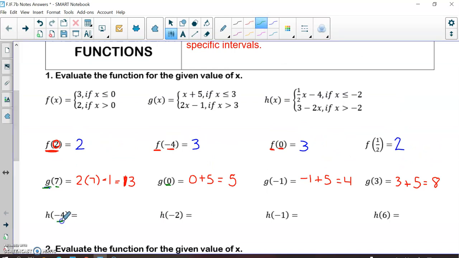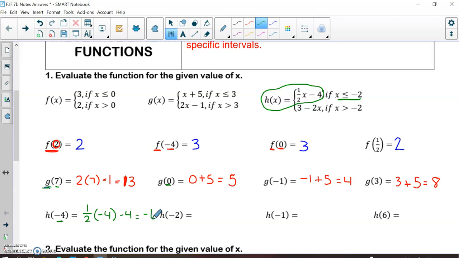h of -4. And -4 is less than or equal to -2. So that means I'm going to use my top equation, which is y is equal to 1/2 x minus 4. So I'm going to put -4 in for x. And now simplify. A -4 times a 1/2 is a -2, and a -2 minus a 4 is a -6.